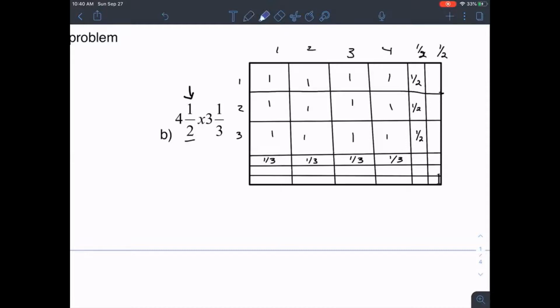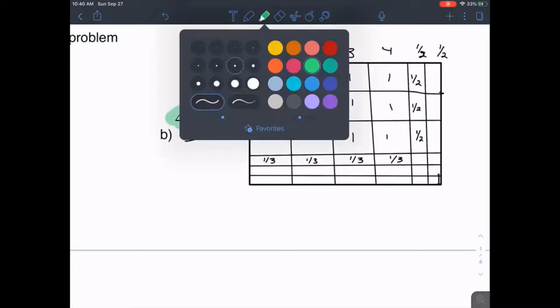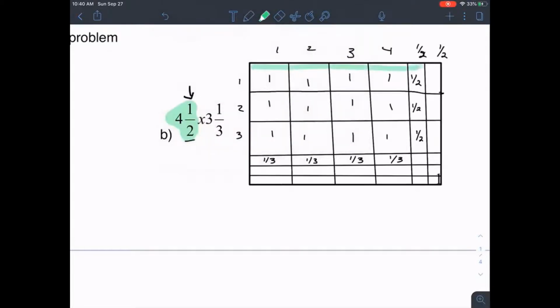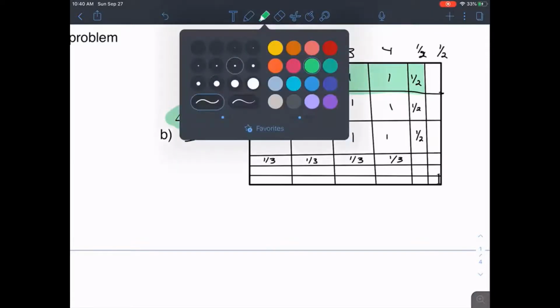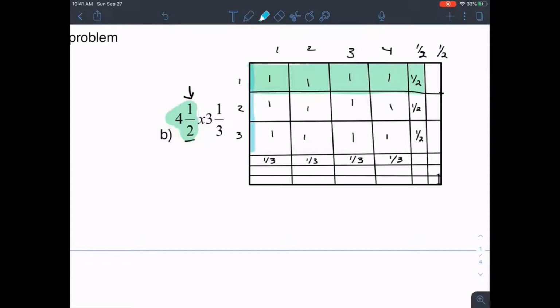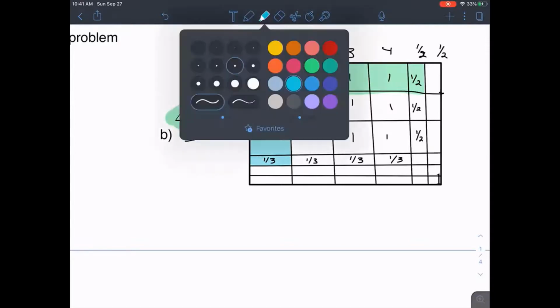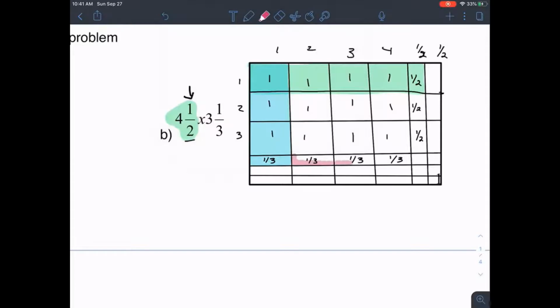So let's do the 4.5. Let's see what that will show us. So we're going to go this way. And the 3 and 1/3, we're going to show vertically. So you have 1, 2, 3. I keep saying 1/4, 3 1/3. Sorry. Got all that shaded, and now I need to find the combination of what it all entails.